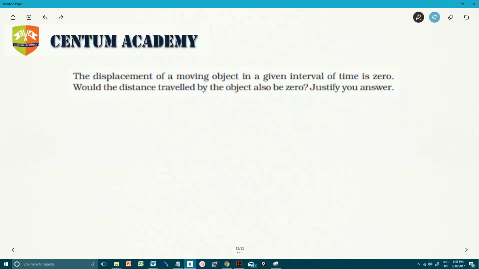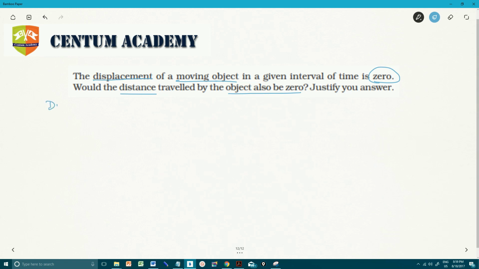Hello friends. So the question is, the displacement of a moving object in a given interval of time is 0. So what's given? The displacement of a moving object in a given interval of time is 0, right? So would the distance traveled by the object also be 0? This is the question and you'll have to justify your answer. Now, what is displacement and distance? We need to first understand.